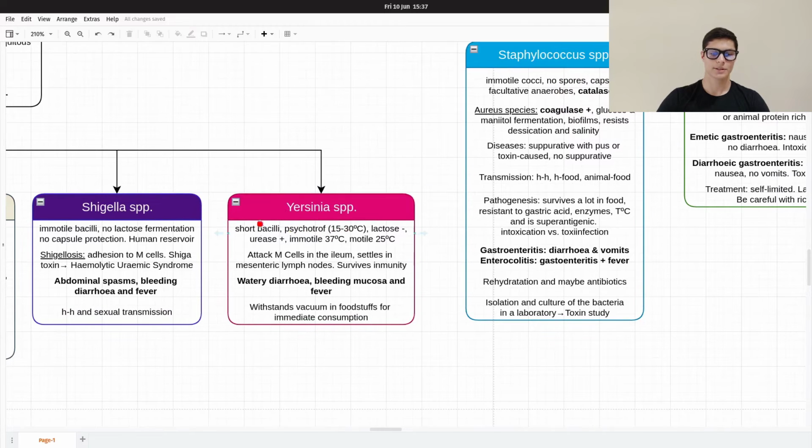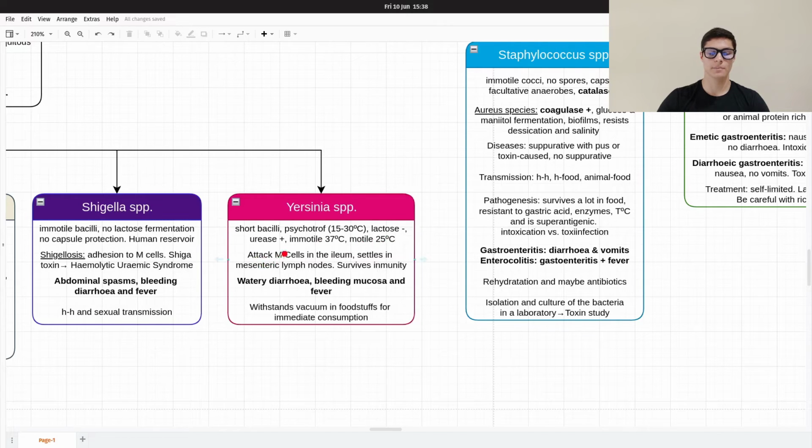Yersinia is a short bacilli, psychrotroph, which means that it prefers 15 to 30 degrees, but it can also grow at 0. It doesn't ferment the lactose, it's urease positive, and it's immotile at 37 degrees, but it's motile at 25, so that means that indeed this bacteria prefers the lower temperature.